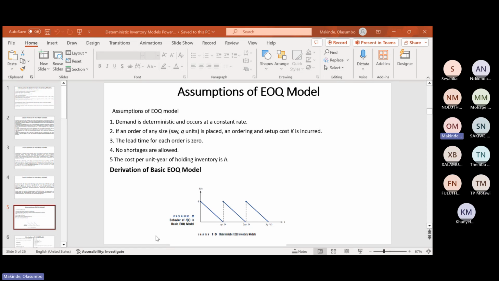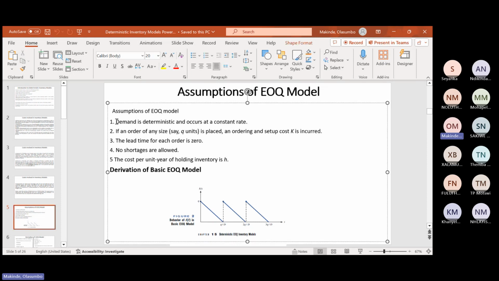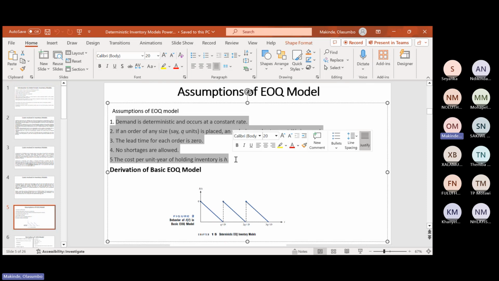You remember we've looked at the assumptions of the EOQ model, and that's where we stopped. One of the assumptions of the EOQ model: when you apply the economic order quantity model to determine how much stock you're supposed to order and when you're supposed to reorder, all the assumptions of the EOQ model in your work environment should be obeyed.